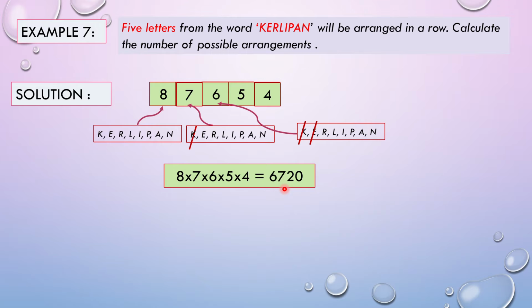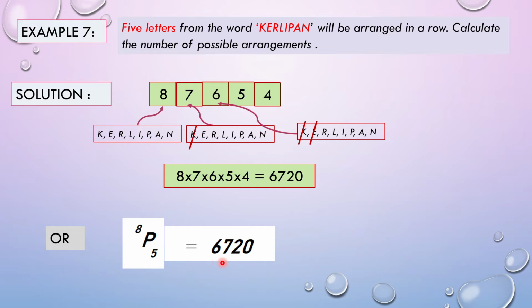Now, another way of solving rather than using the box method. You are given 8 letters, arrange 5. Given 8, choose 5 to arrange. So 8P5 equals 6,720. This one you can use a calculator to calculate the value. Since we don't have any other condition, given 8 letters, arrange 5, you can straight away use the formula 8P5.